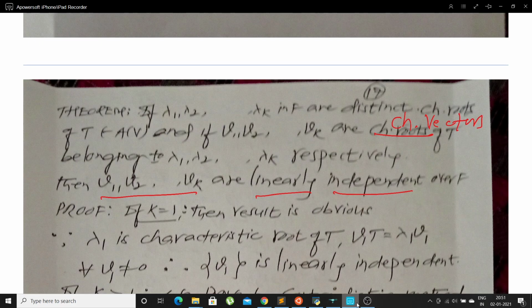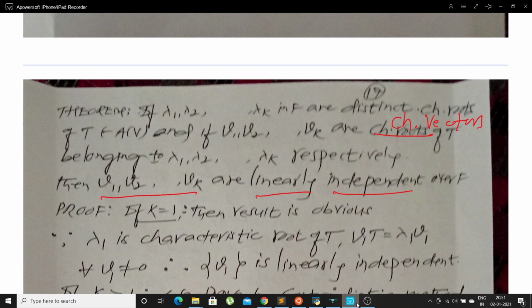Independent means all the scalar values are equal to 0. If they are dependent, at least one scalar is not equal to 0. We prove this theorem by using the induction method, I mean mathematical induction.